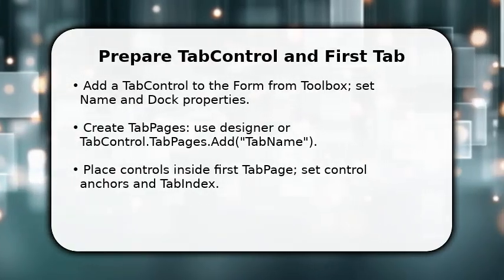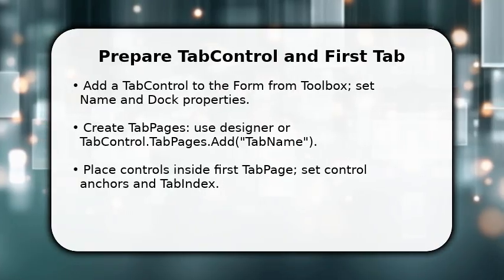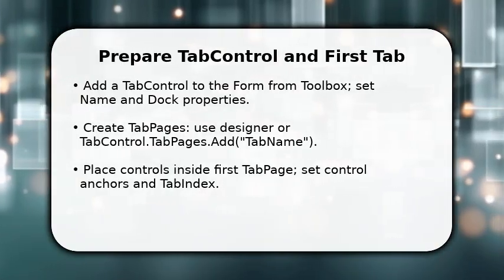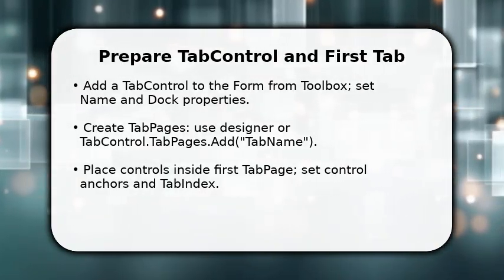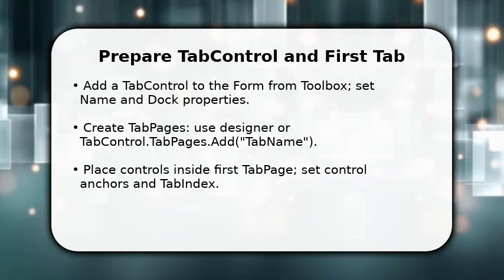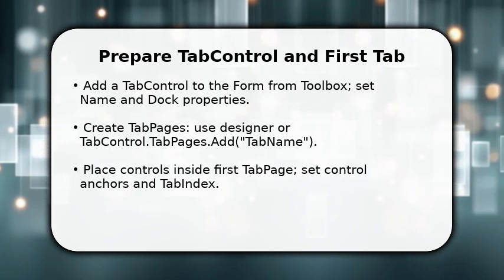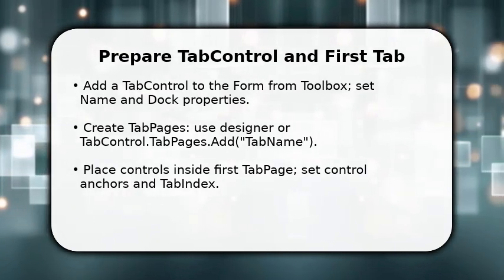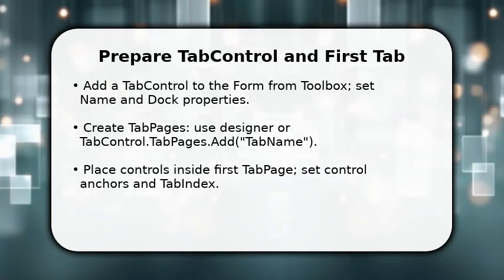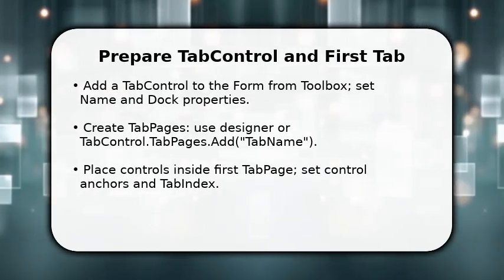Once done, write minimal code: TabControl1.TabPages.Add, settings, or access existing pages with TabControl1.TabPages(0). Make sure events like Click or SelectedIndexChanged are wired now so you can test immediate interaction. Next, handle multiple pages and dynamic content.